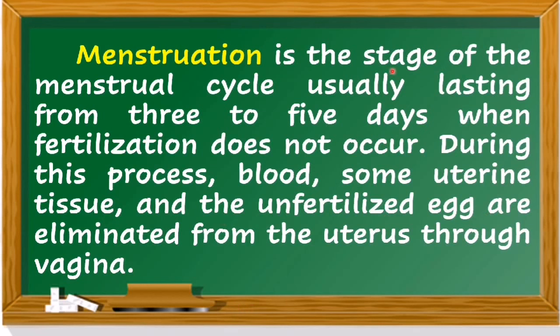Menstruation is the stage of the menstrual cycle, usually lasting from 3 to 5 days, when fertilization does not occur. During this process, blood, some uterine tissue, and the unfertilized egg are eliminated from the uterus through the vagina.